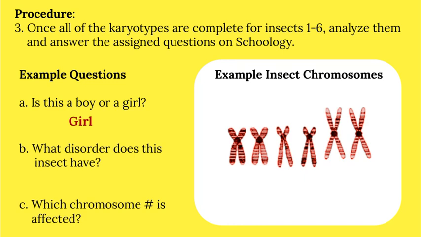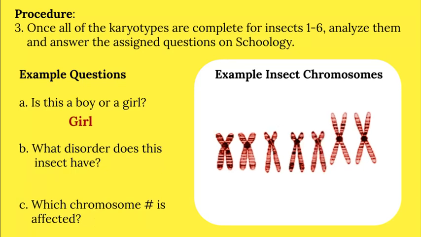What disorder does this insect have? Well, when I look at these chromosomes, there's 2 of each of them, which is normal. They all appear to be the same length. None of them are missing small fragments or sections, and there's no extra pieces added on. So I'm going to say this bug is normal. It does not have any chromosomal mutations. It is perfectly normal.